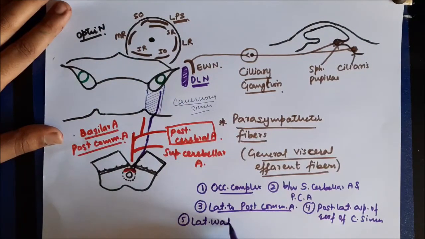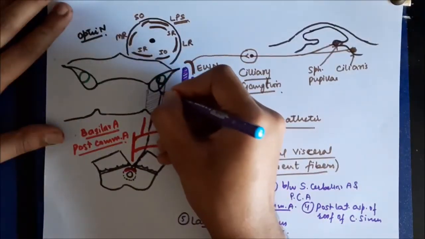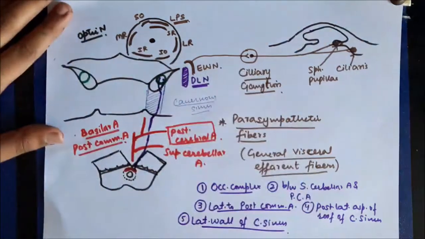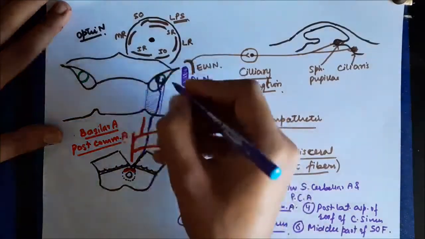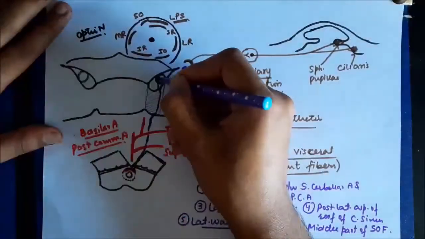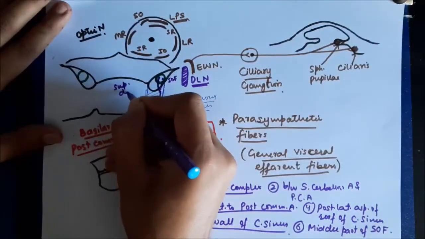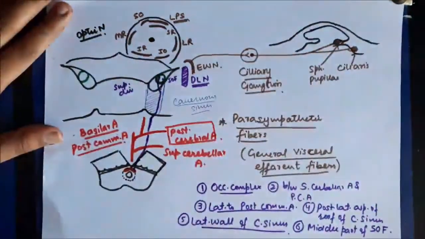So it passes through the lateral wall of the cavernous sinus, and when it reaches near the superior orbital fissure, it divides into two branches, that is the superior and inferior branch. Both pass through the superior orbital fissure, through the middle part of the superior orbital fissure. Now the inferior branch I am going to show with a dotted line, and the superior branch I am going to use a normal line.